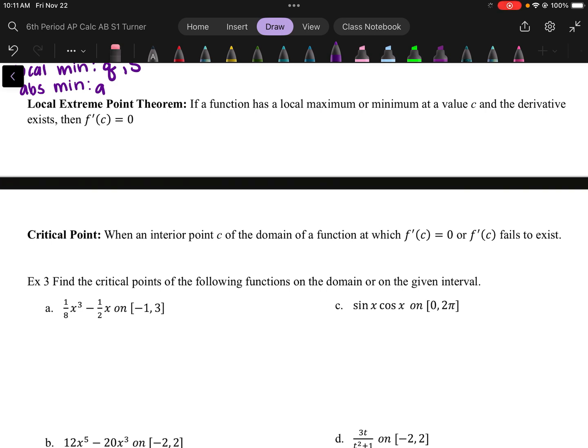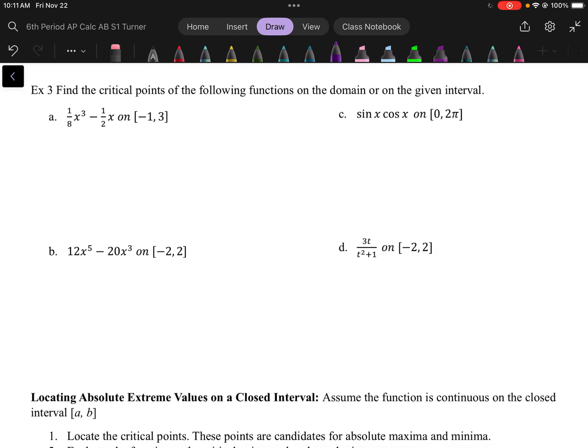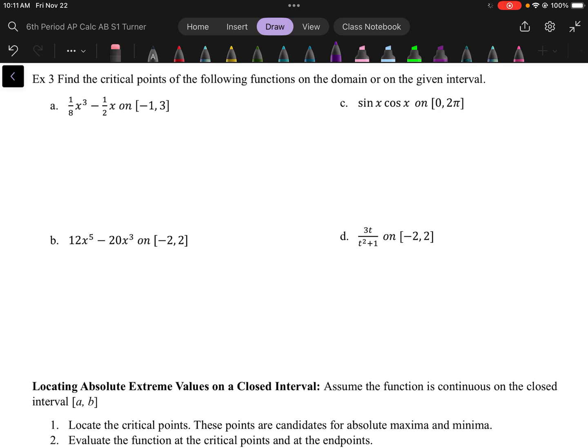So those critical points are showing me where that slope is changing from positive to negative, which is why we can determine that those are critical points that would tell us if there's some sort of peak or valley there.